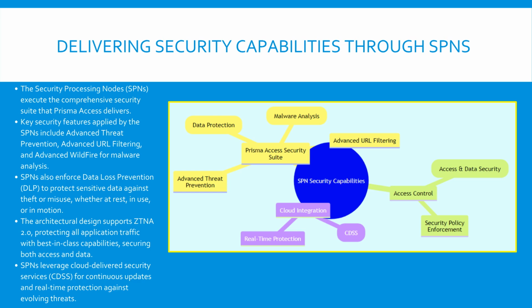A critical function is data loss prevention, or DLP, which protects your organization's sensitive information across all network segments and ensures regulatory compliance. The architecture supports ZTNA 2.0, providing superior security by verifying every access attempt and protecting application traffic, reducing the risk of data breaches. This focus on advanced cloud-delivered security ensures that protection is always current and enforced in real time, regardless of where the SPN is located globally.